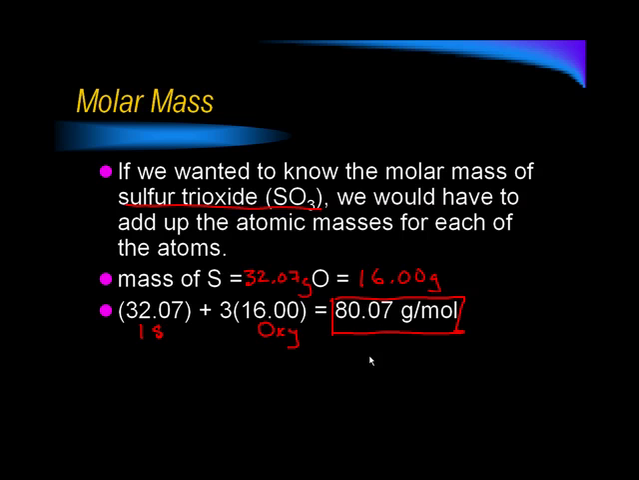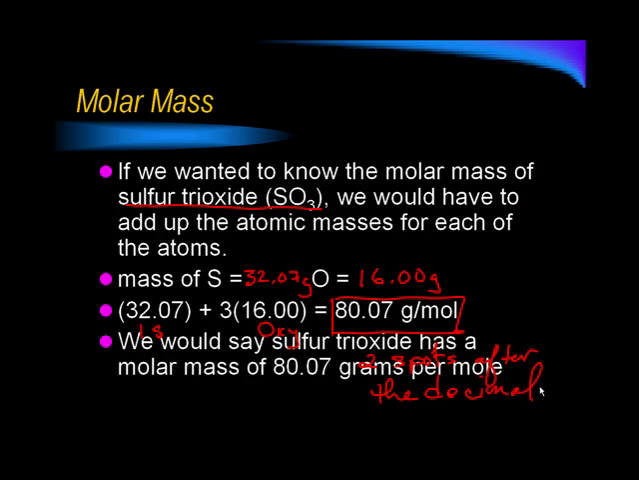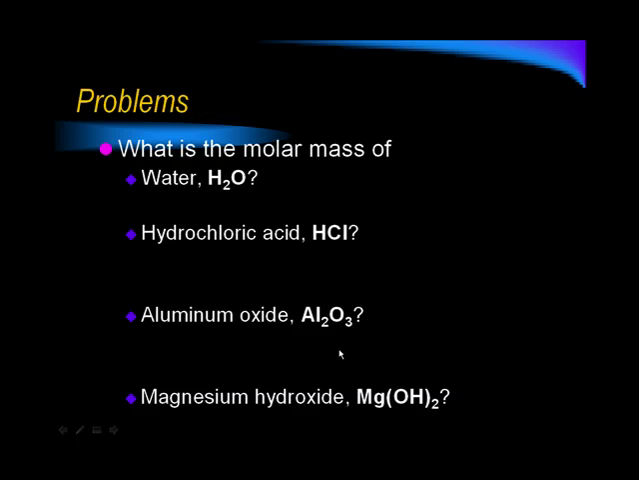In terms of significant figures, again, because this is essentially addition, you're going to have 2 spots after the decimal. That is what you are looking for on molar mass. So what we would say here is sulfur trioxide has a molar mass of 80.07 grams per mole. So let's try a couple of these here.